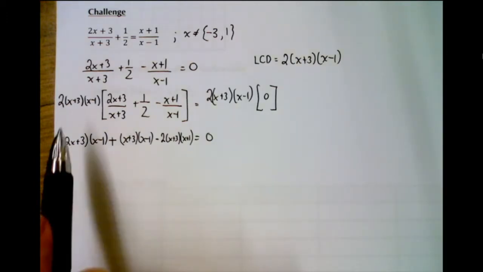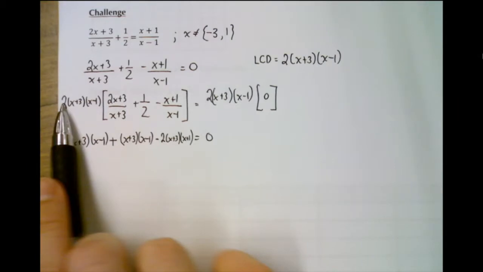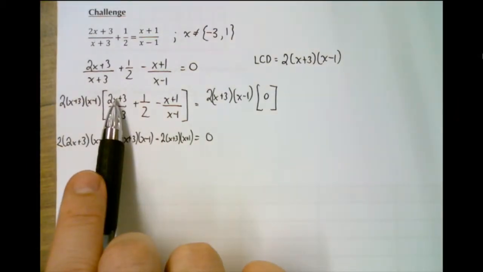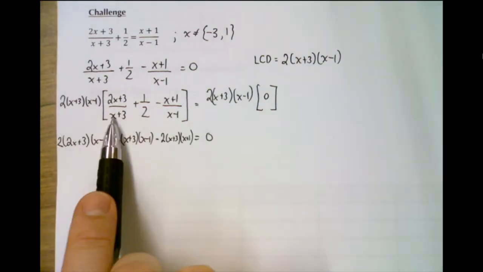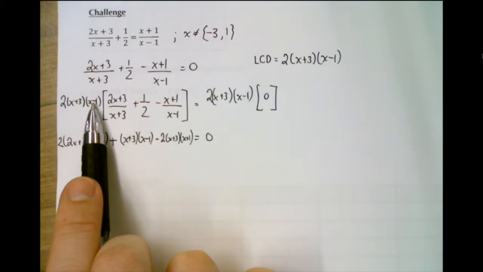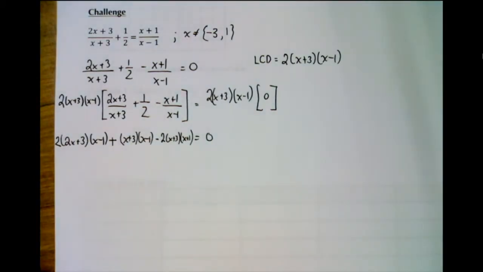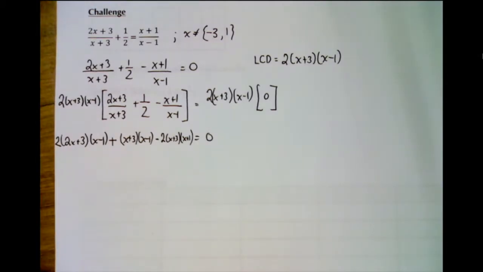Okay, so each part that isn't in the denominator from our lowest common denominator ends up multiplying by the top, because what's common divides away. So in this case, it was the x plus 3. In our second term's case, it was the 2. And in our last term's case, it was the x minus 1. Now we have this polynomial that we need to simplify.